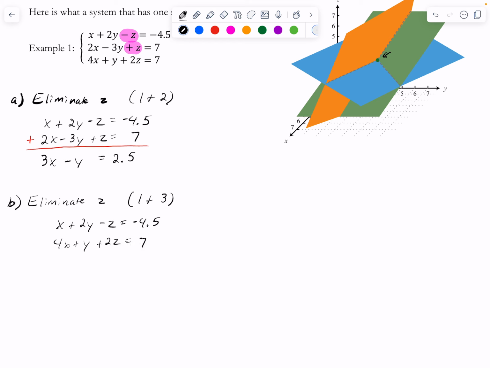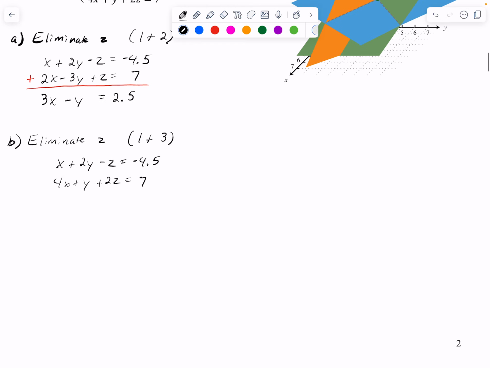and this time we have to do a little bit of work because you'll notice I can't just add or subtract to get rid of those z's. So I'm going to multiply everything in that first equation by 2. All right, so that's going to give me 2x plus 4y minus 2z equals negative 9. Copy down that third equation.